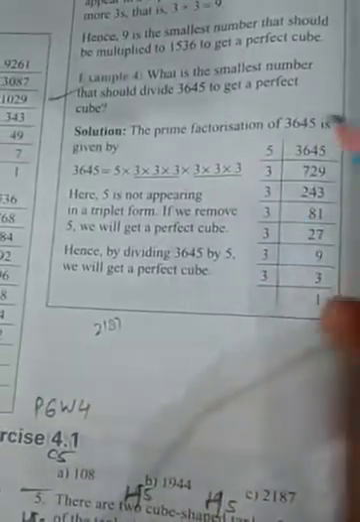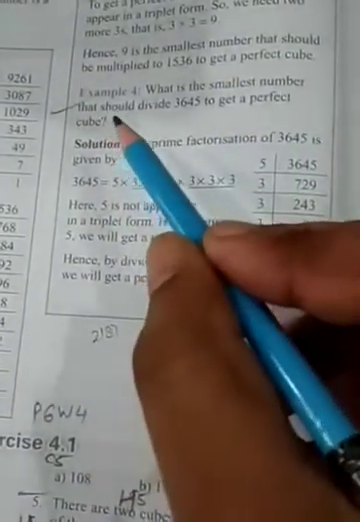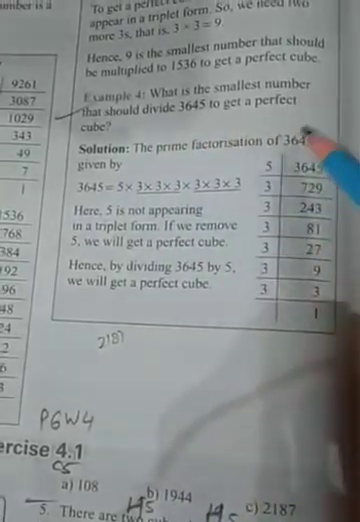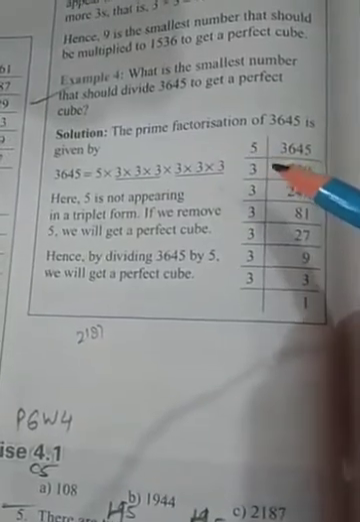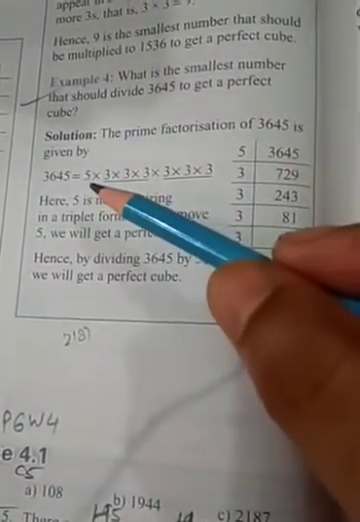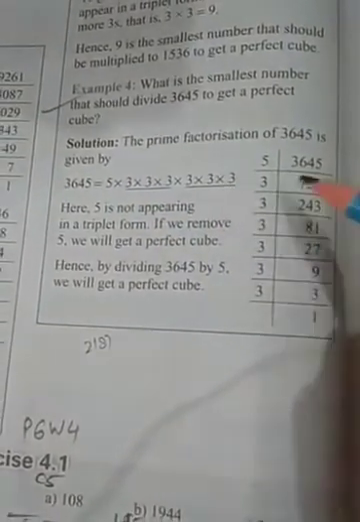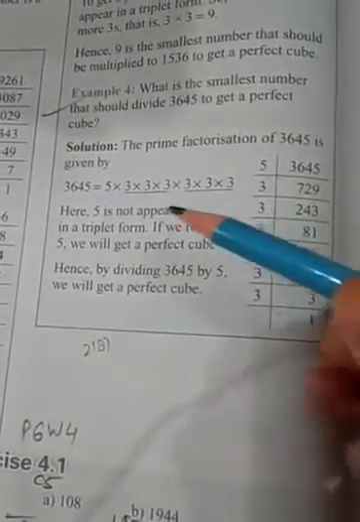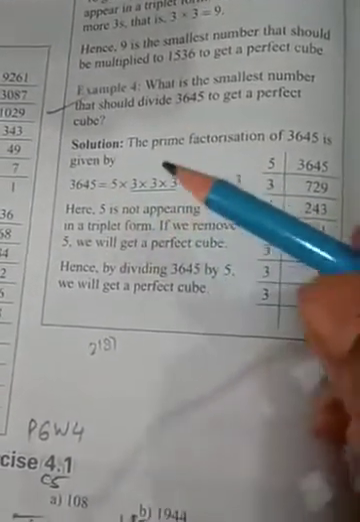Similarly, example number 4 for you. What is the smallest number by which 3645 should be divided to get a perfect cube? Now the question is of division, okay? So first of all, make the prime factorization of this number. When you make the prime factorization, you can see 5 into 3 into 3 and 3 into 3 into 3. So make triplets. You can see 2 triplets are complete, but the triplet of 5 is not complete.